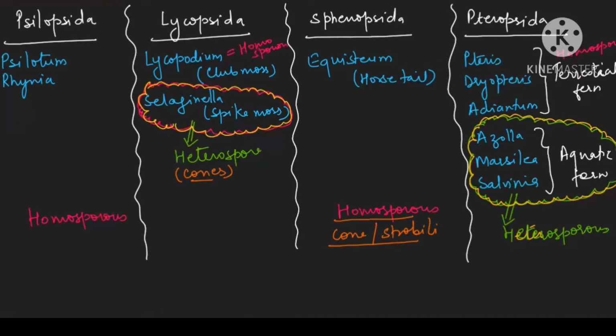So this is the way how to learn all four classes of pteridophyte. This is a very, very important question. If they ask you about cone making, but it is homosporous, then your answer will be Equisetum. I hope this is clear.